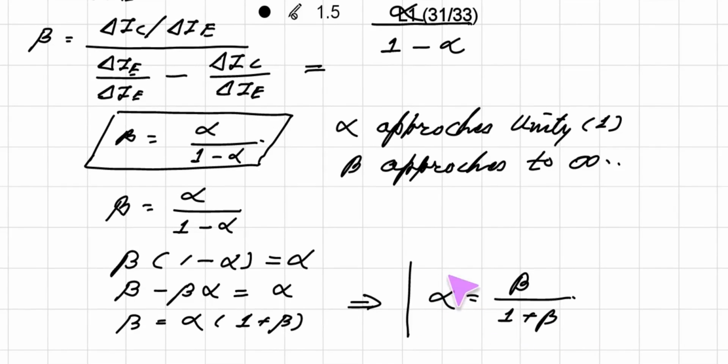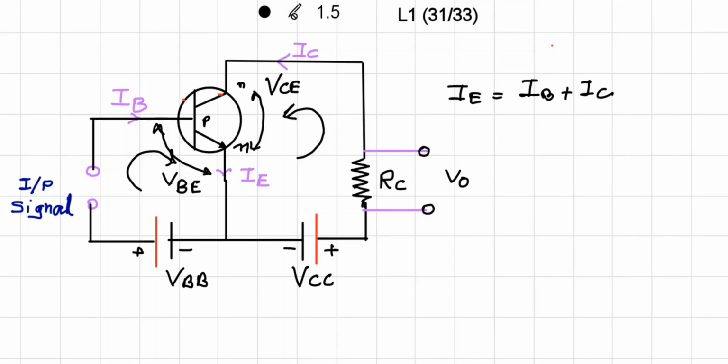So remember the relation of alpha and beta. Beta is equal to alpha upon 1 minus alpha, but alpha is equal to beta upon 1 plus beta. This is the relation between alpha and beta. So let us consider the expression for collector current. So here we see this is a collector current, and what is the expression for collector current in this common emitter configuration that we are going to see.